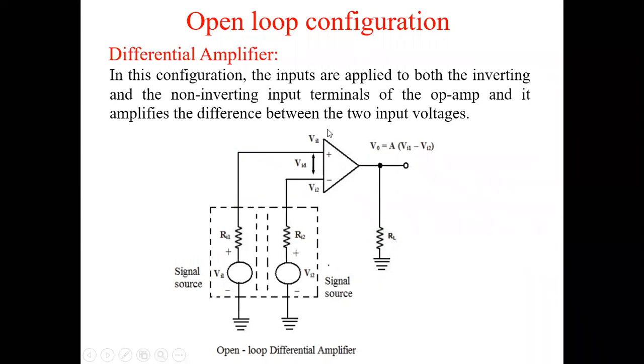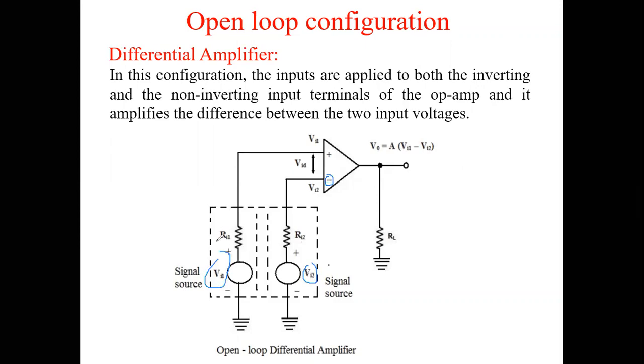This is the differential amplifier circuit, where the op amp amplifies the difference of the two input signals. Here we are giving input signal Vi1 to the non-inverting terminal and Vi2 to the inverting terminal. So we are giving two inputs, and the output should be the difference of the two inputs, amplified by the gain A.